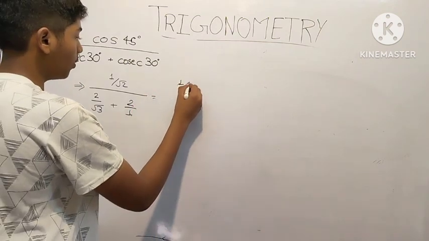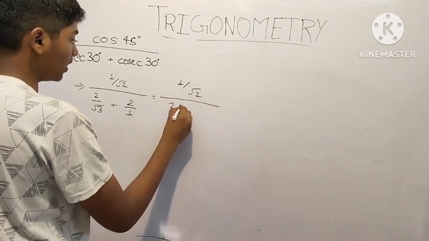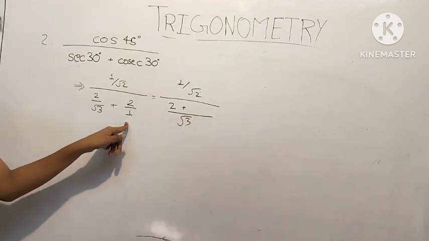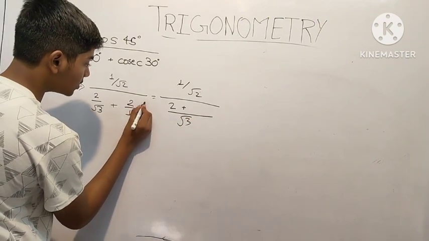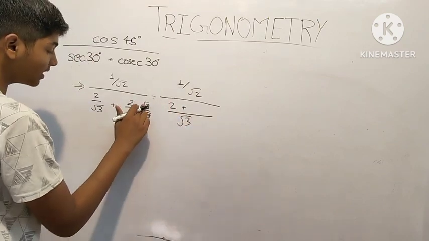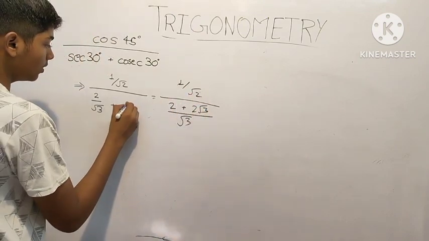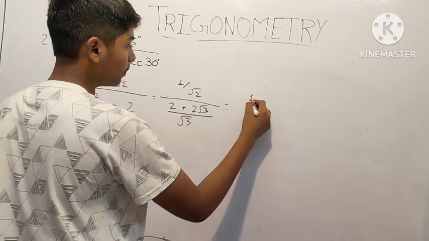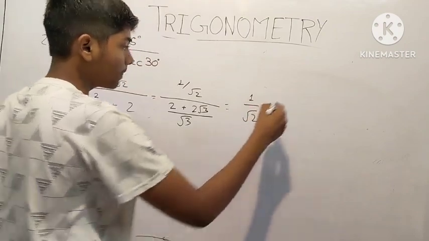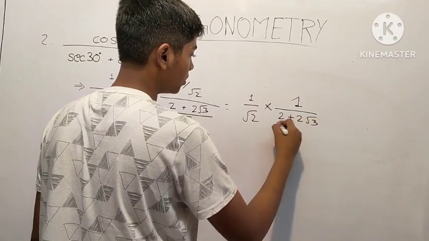So it will be 1 upon root 2. It remains the same for cos 45 degree, upon 2 plus, here it is root 3. Now since we have taken root 3 as the LCM, we would multiply both of these by root 3, correct? So this became root 3 and we took root 3 in the denominator, and this would become 2 root 3, correct? So now we can write it as 1 upon root 2 multiplied by 1 upon 2 plus 2 root 3 upon root 3.